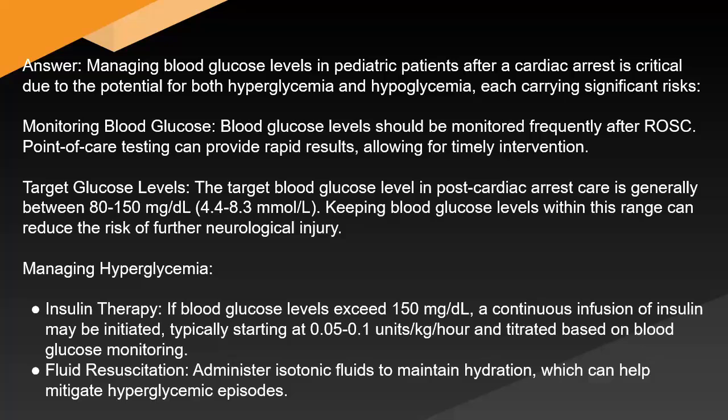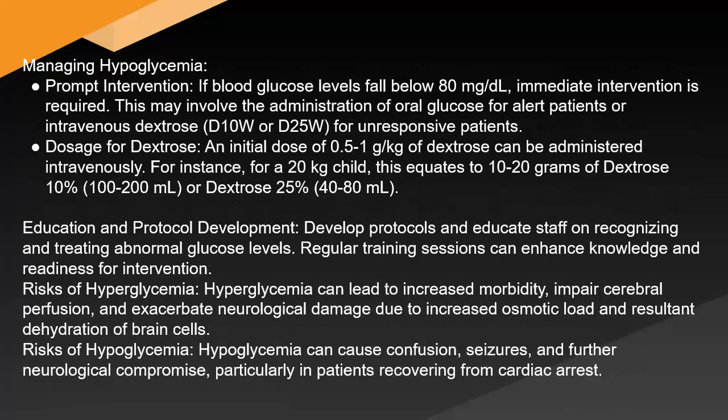Managing hyperglycemia. Insulin therapy. If blood glucose levels exceed 180 mg/dL, a continuous infusion of insulin may be initiated, typically starting at 0.05 to 0.1 units/kg/hour and titrated based on blood glucose monitoring. Fluid resuscitation. Administer isotonic fluids to maintain hydration, which can help mitigate hyperglycemic episodes. Managing hypoglycemia. Prompt intervention. If blood glucose levels fall below 80 mg/dL, immediate intervention is required.